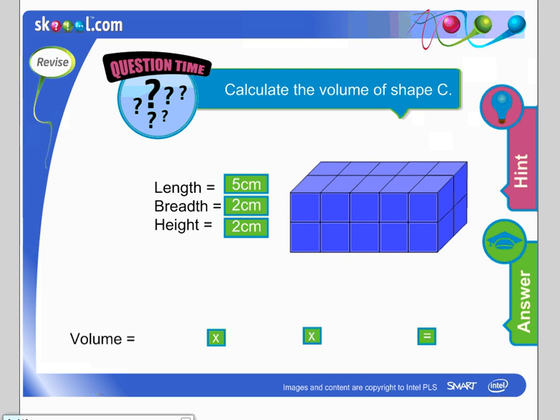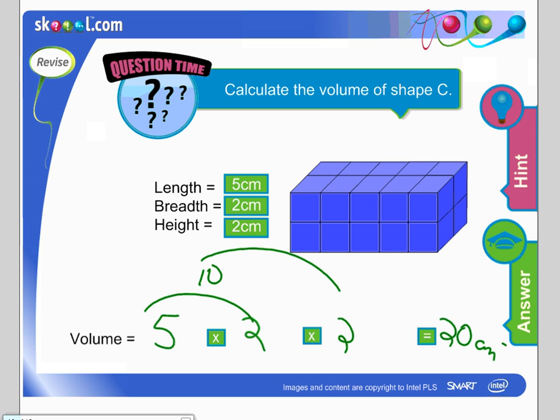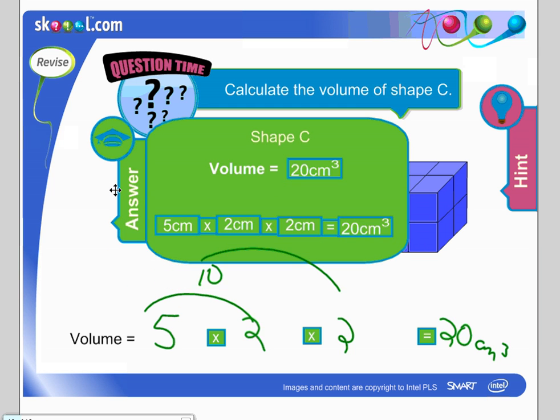All right, in our third one, we have 5 times 2 times 2. 5 times 2 is 10. 10 times 2 is 20 cm cubed. And let's do our check. 20 cm cubed. And that is volume.